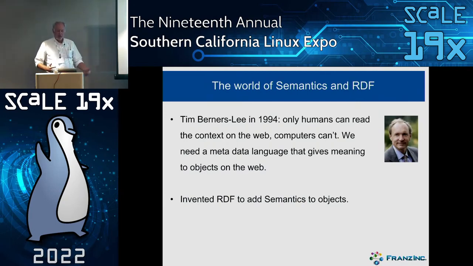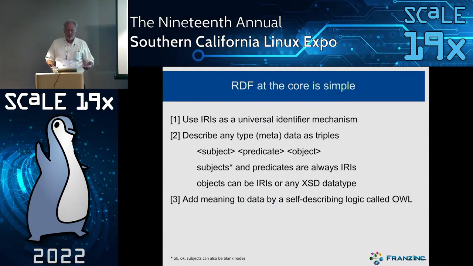But computers can't. So what we really need is a metadata language that gives meaning to the objects on the web, so that a computer, for example, could see your resume on the web and understand the structure of the resume, or you have metadata for a recipe and it will understand the recipe. And so he had an idea that almost every type of object on the web should be readable by computers. So he thought about how he was going to do that, and he came up with this language called RDF.